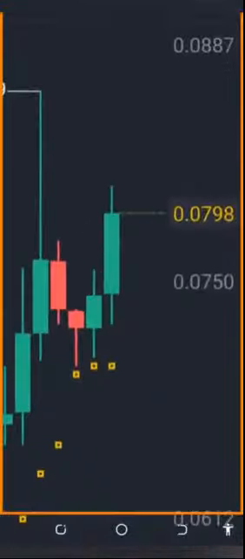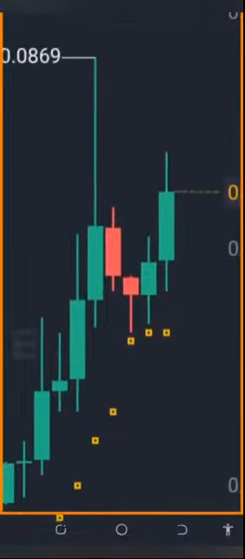Oh, what's happening? Let's see. Is it going up again? Oh, it's going down right now. It has this pullback, right? So anytime you see 2, 3, 4 candles, it will have a pullback. Look at this one.